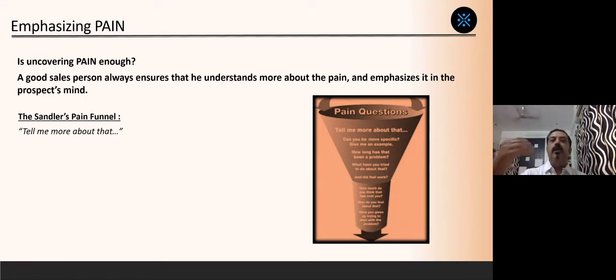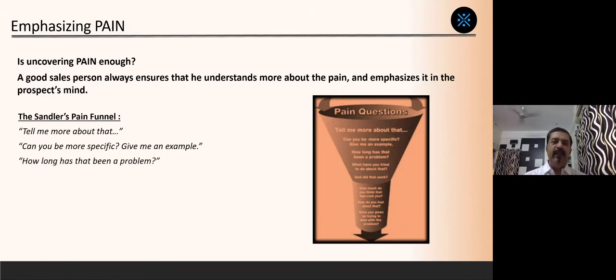So this gives you a little more detail about what he must have just told you on the overview, but now he will tell you the nuances of that particular pain that he is going through. If he is still not very granular there, you can also say, can you be more specific? Can you give me an example, right? And then the next step is, how long has this been a problem, right?